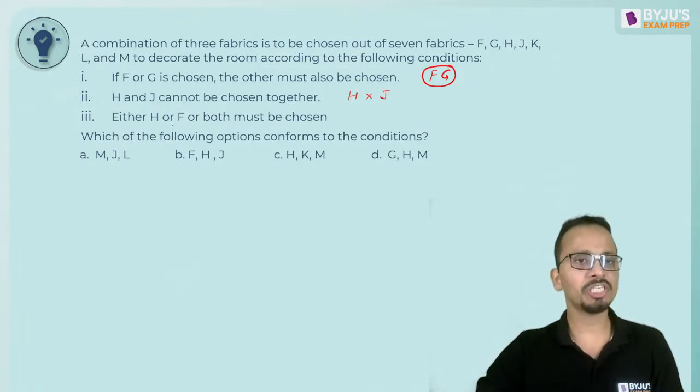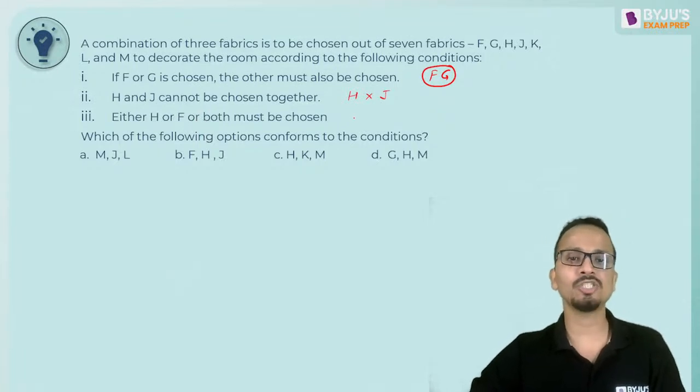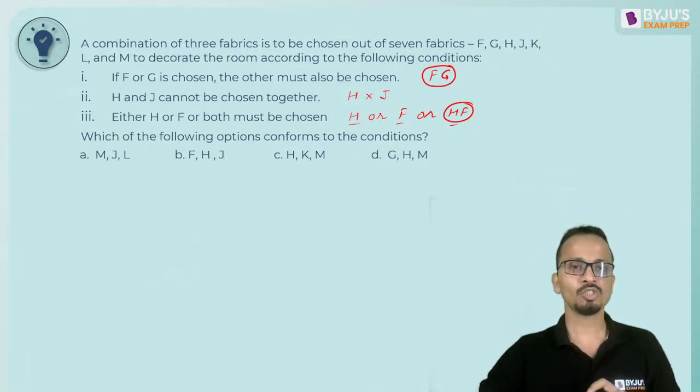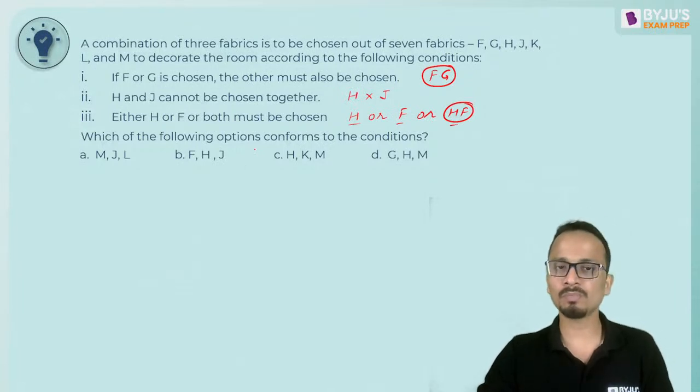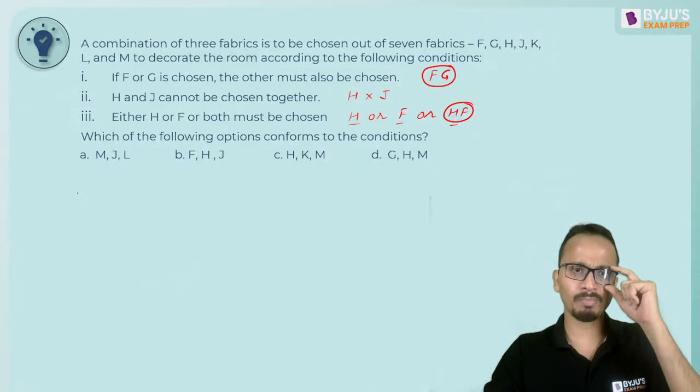The third condition is either H or F or both must be chosen. So either H or F or both H and F together. So out of these three possibilities, one should be there. So which of the following options conforms to the conditions? Okay, I'll check all these options one by one.